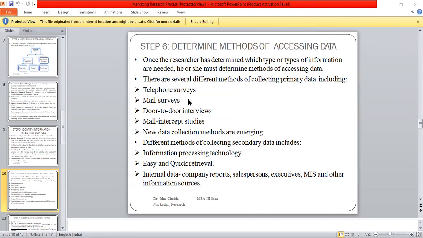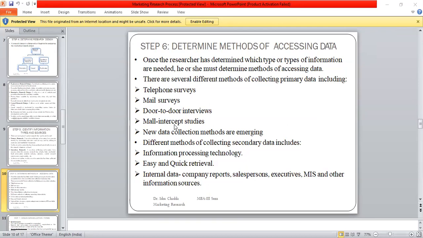So if you want to go through the primary data or secondary data, then you have to see which type of data accessibility tool you want to follow. If it is primary data, you can go for a telephonic interview, or you can email them, or you can go yourself door to door to conduct the activity. You can use the mall intercept studies. You have seen in malls where they ask you certain questions, that is basically related to mall intercept studies, or you can use any other new data collection technique which is now emerging.